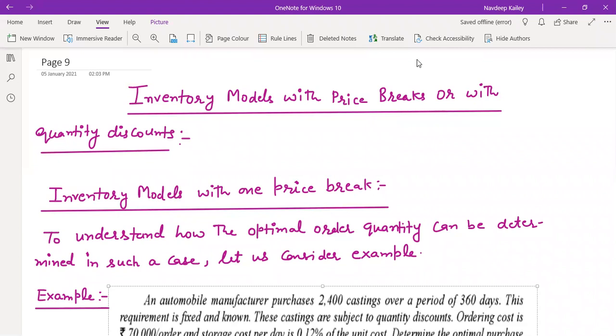This usually happens when discounts are offered for the purchase of large quantities. These discounts take the form of price breaks. For better understanding, let us consider an example.